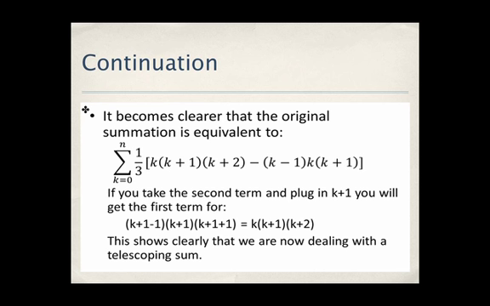If you take the second term and plug in k plus 1, you will get the first term. For k plus 1 minus 1 times k plus 1 times k plus 1 plus 1 is equivalent to k times k plus 1 times k plus 2. The reason why this is valuable to do is because when you add k plus 1, you're going to get the term immediately prior. So in this way, the right term is the one immediately following the term on the left. This shows clearly that we are now dealing with a telescoping summation.